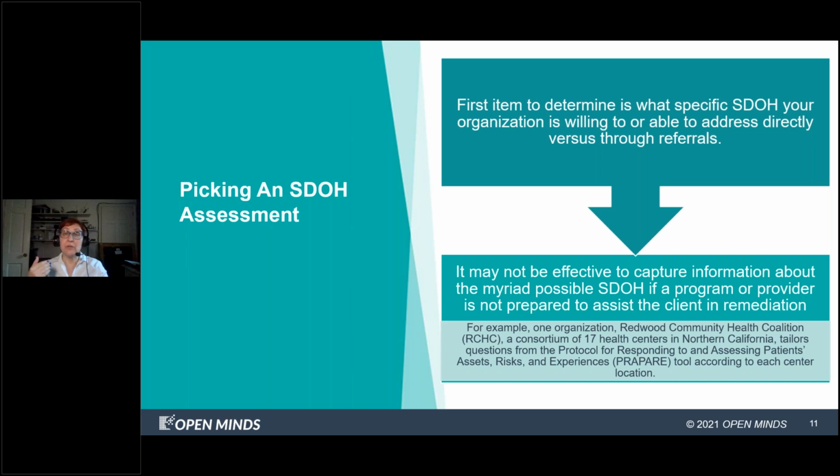So you have to think about what is my organization able to do, willing to do, and what are we going to do directly versus what are we going to do through referrals out to existing organizations. So you have to think about the practicality of capturing information about social determinants of health.